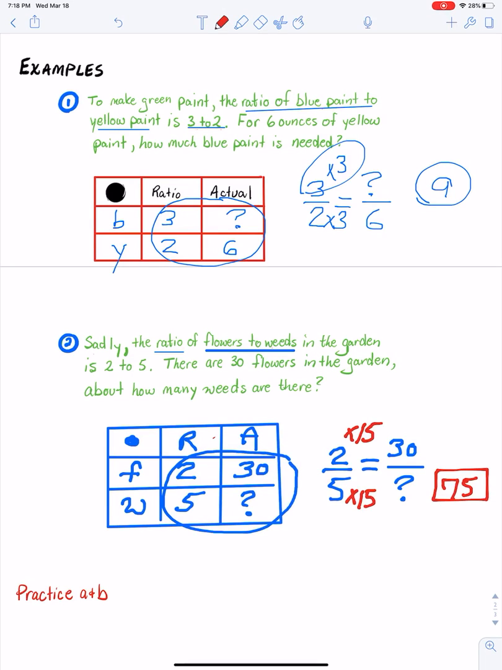So that's your lesson in ratios. Good luck.